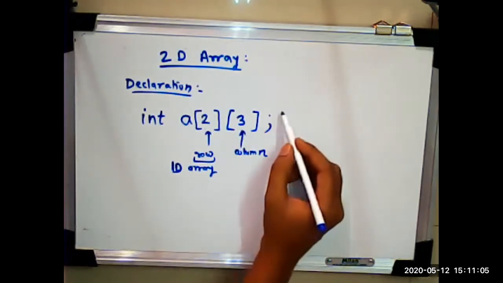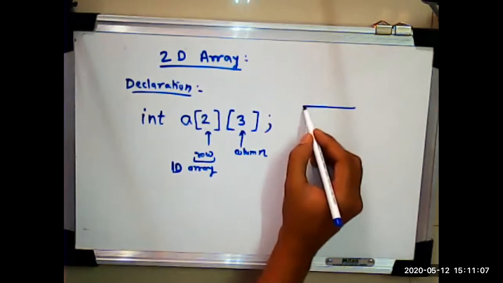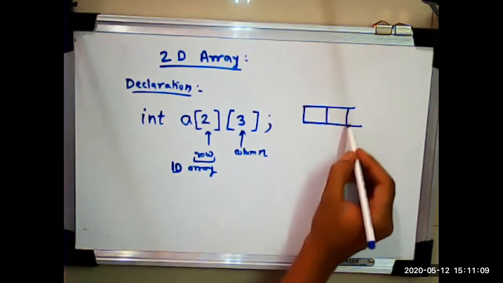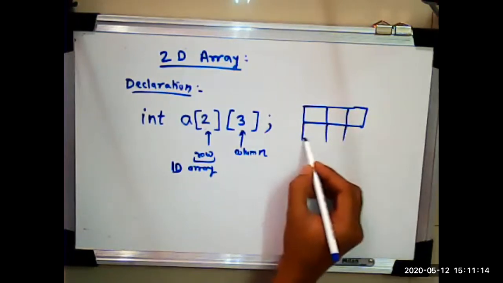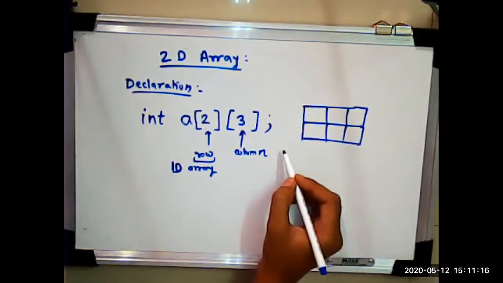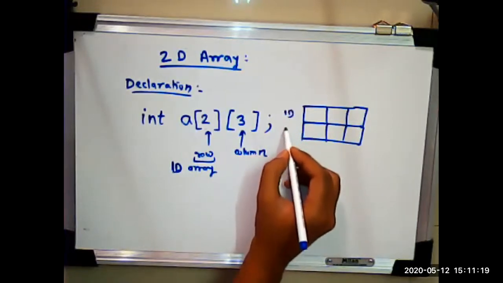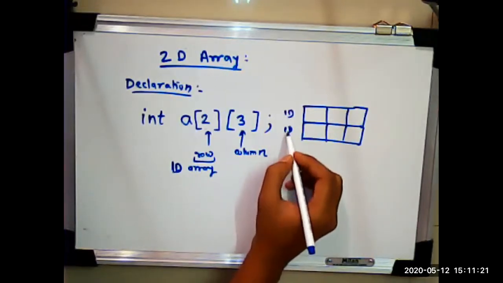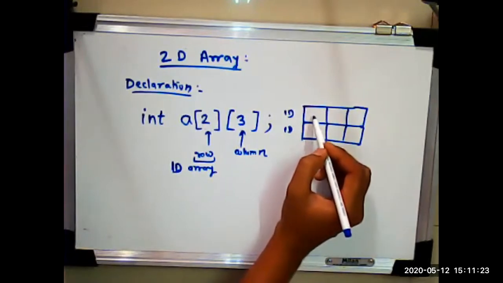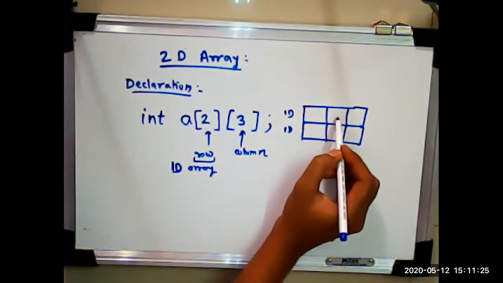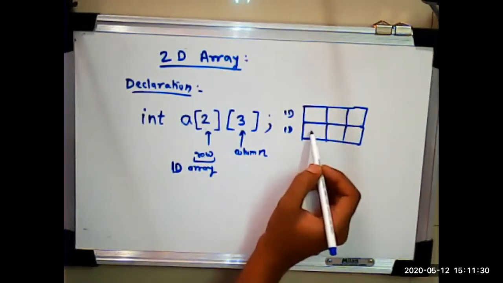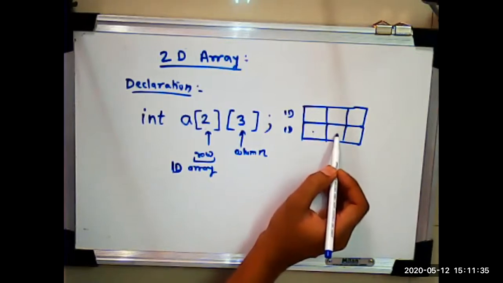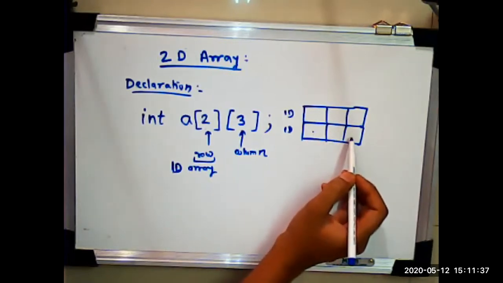You can represent it like this. This is the first one-dimensional array, and this is the second one-dimensional array: first 1D, second 1D. This is the first element of the first 1D, second element of the first 1D, third element of the first 1D. Then the first element of the second 1D, second element of the second 1D array, and third element of the second 1D array.